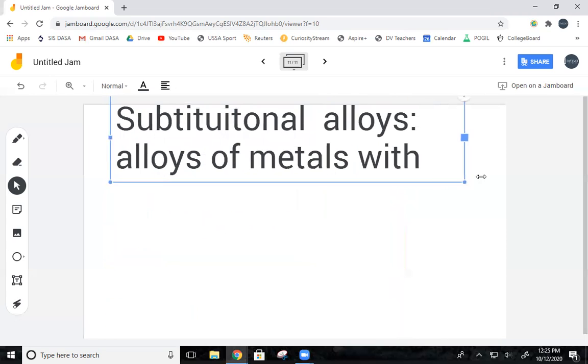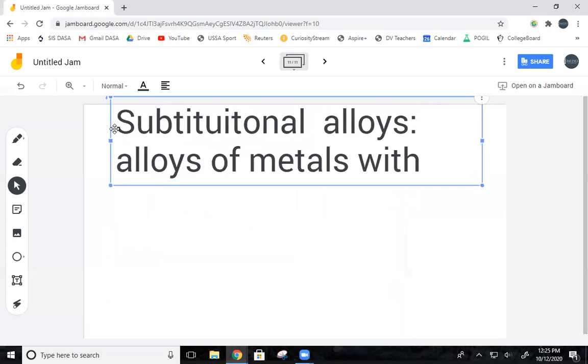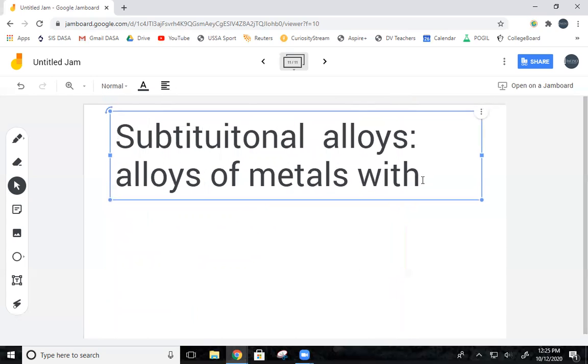I don't like the way that this works in Jamboard. This is my one complaint about Jamboard. In order to make the letters smaller, you have to shrink the box, and then to make more room for the letters, you have to expand the box in a different way. It's a little bit annoying.